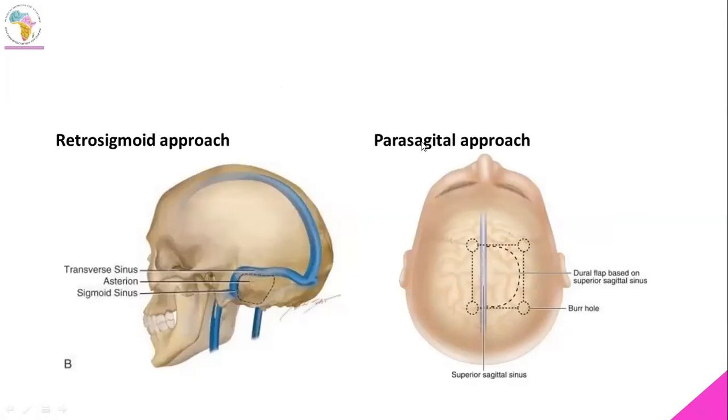We have the parasagittal approach. The parasagittal approach is usually used to go through the interhemispheric fissure, and we have a craniotomy that is formed along the midline. Sometimes we cross the midline to the other side, so we should be careful when doing the craniotomy, especially over the superior sinus, not to injure it.